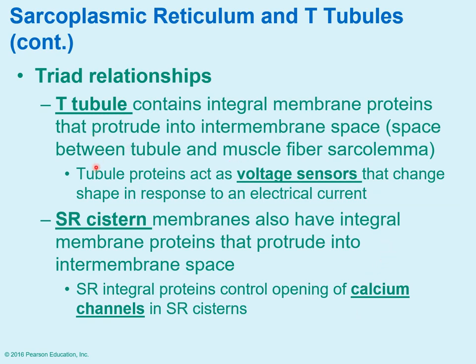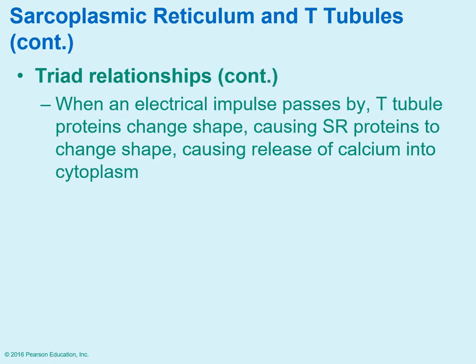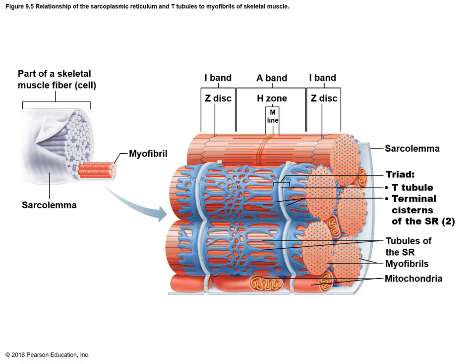So with the T-tubule, there are certain proteins associated there that are voltage sensors, like voltage ion gates. And when they are triggered by a change in electrical current, it's going to trigger the opening of calcium channels in the cisterns, allowing the calcium to be released from the cistern into the sarcoplasm. So when that electrical charge comes down, which is going to be an action potential, when it comes down the T-tubule, it causes a shape change. It's going to ultimately trigger the release of calcium.